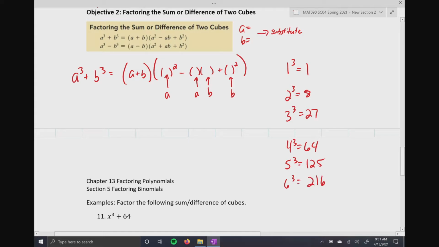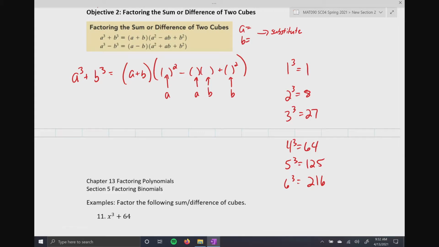So 1 to the third is 1. 2 to the third is 8. 3 to the third is 27. 4 to the third is 64. 5 to the third is 125. And 6 to the third is 216.